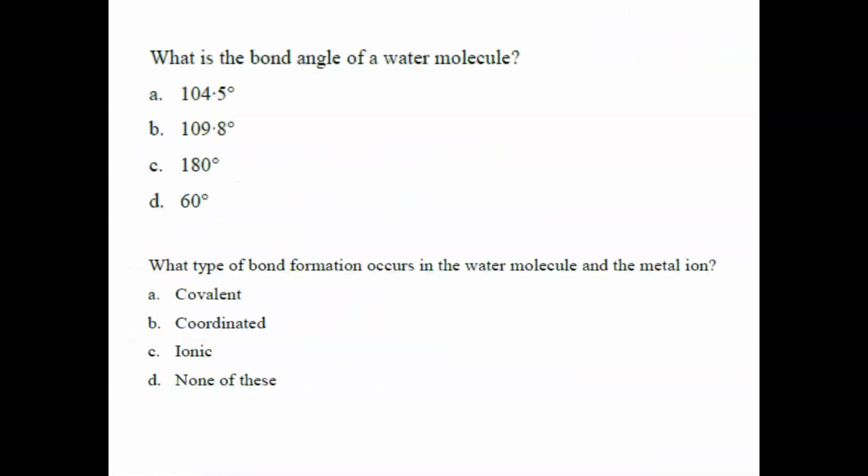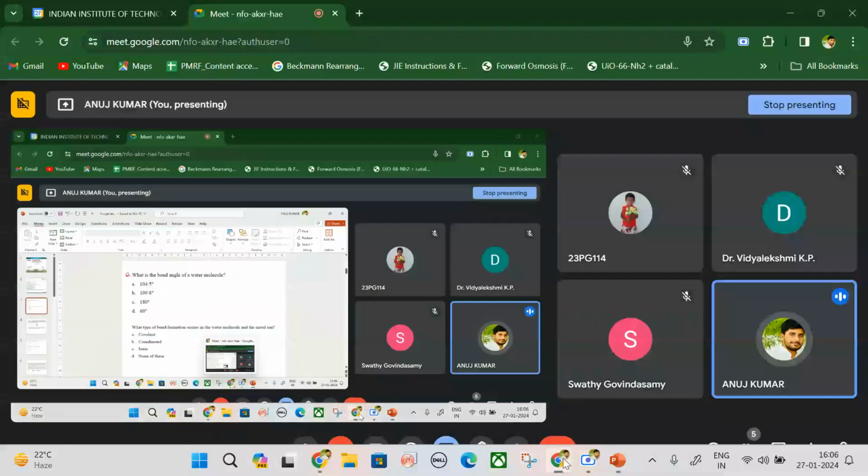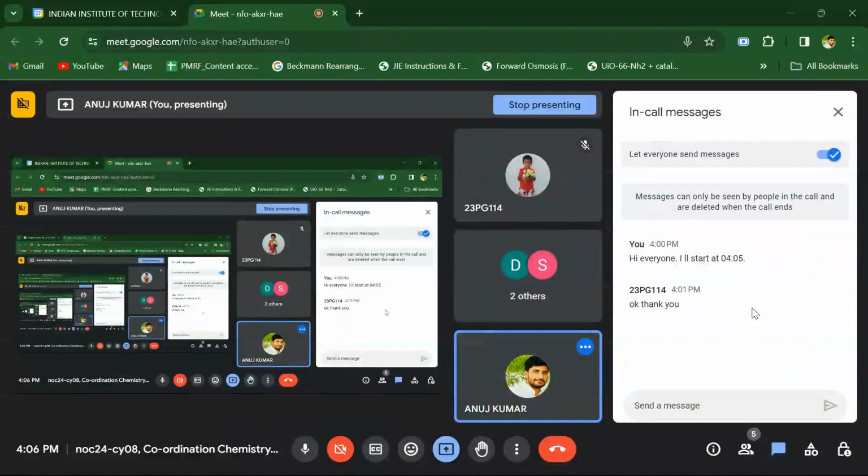So the first question is a basic question: what is the bond angle of a water molecule? There are four options here: 104.5 degree, 109.8 degree, 180, and 60. I will be waiting for 2 minutes for your answers, and after that I'll explain. You can just type in the chat box. I will be waiting for everybody's answer in the chat box. That will be fine for me and everyone as well.